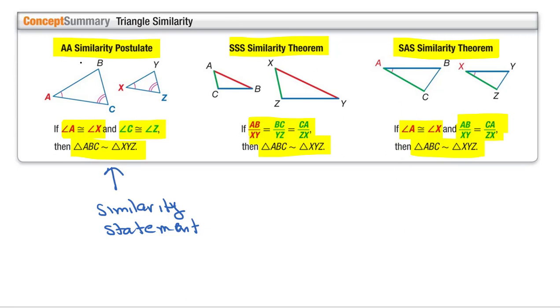Okay? If we ever have to do this, if you want to give a reason, all you have to put is AA and then our little similarity symbol. Side, side, side, similarity. Side, angle, side, similarity. Because we want to make sure we understand the difference between this and congruence. When we were congruent, we had a side, side, side. We had a side, angle, side. And these triangles are not congruent. They're similar, so I just want to make sure you understand the differences between those notations.